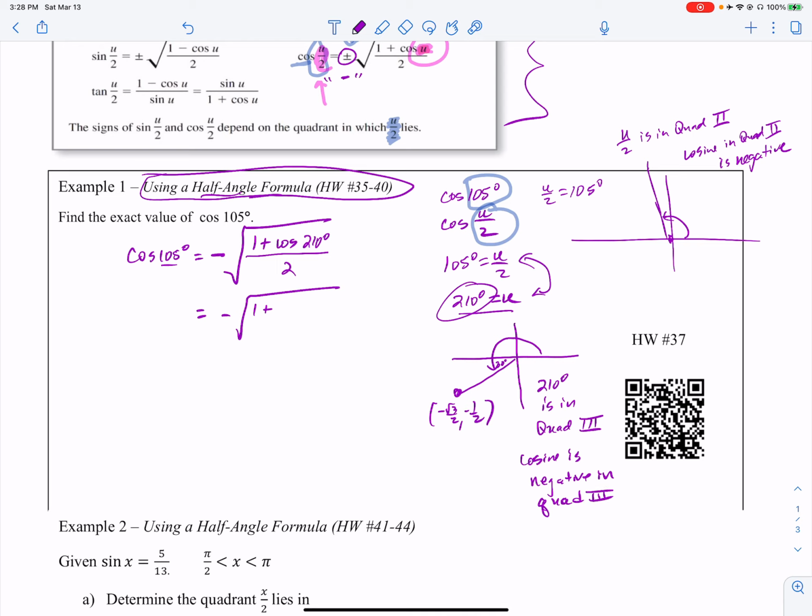So, and for cosine 210, I'm putting a negative root 3 over 2. And make sure that radical, if you have to extend it, goes over the whole thing. Please do not have it looking like this, where that 2 is not underneath the radical. That 2 has to be under the radical. And so that is going to be all over 2.